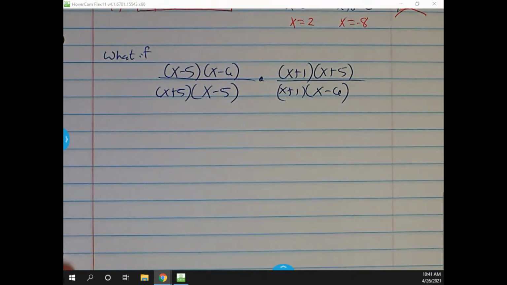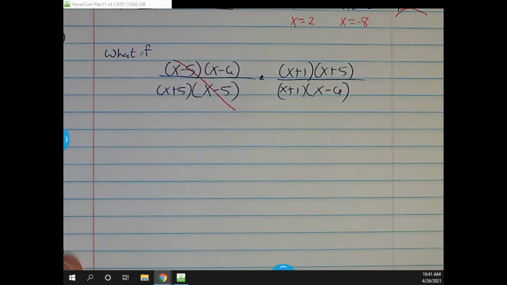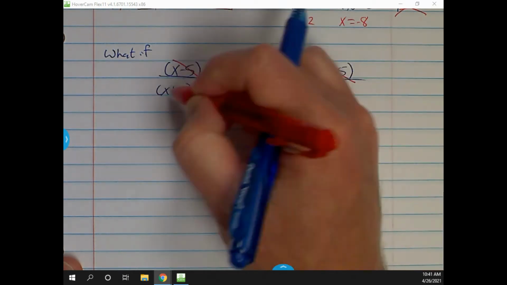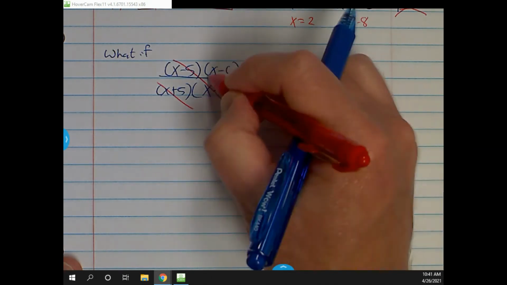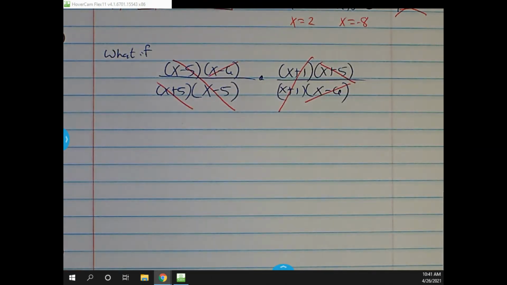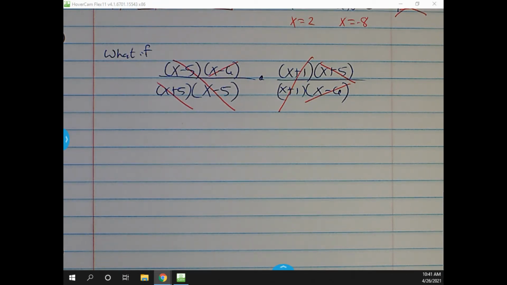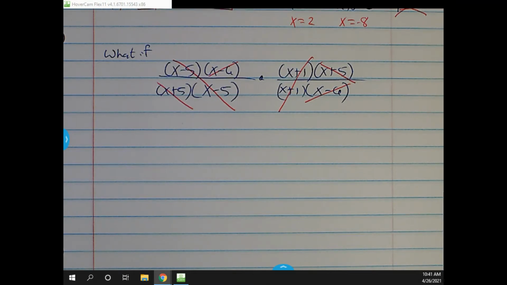All right, we start to cancel. There's x minus 5s. Those are gone. There's x plus 1s. Those are gone. There's an x plus 5 and an x plus 5 there, and an x minus 6 and an x minus 6 there. So what happens if everything cancels out? What's our answer going to be? Anybody remember?